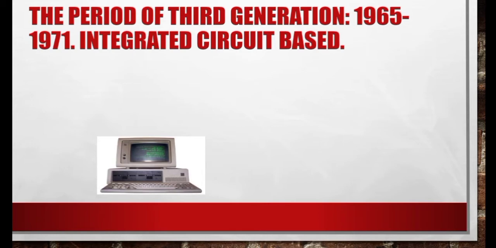So we saw that the first generation used vacuum tubes, the second generation used transistors, but this one used ICB, that is integrated circuit based. So you may be asked to give one difference between the first, second, and this one. You notice that it is vacuum tubes, transistors, and integrated circuit based.